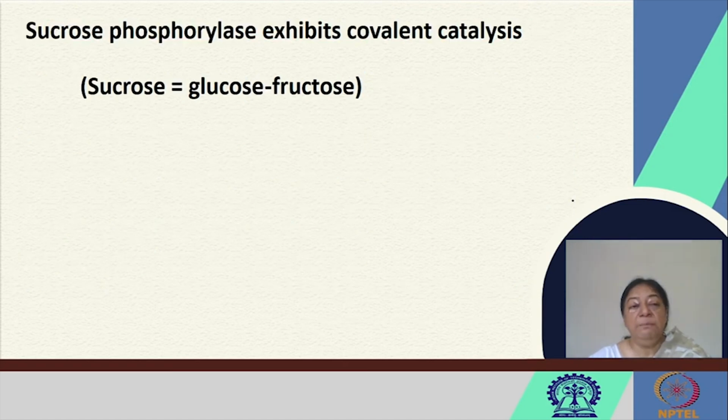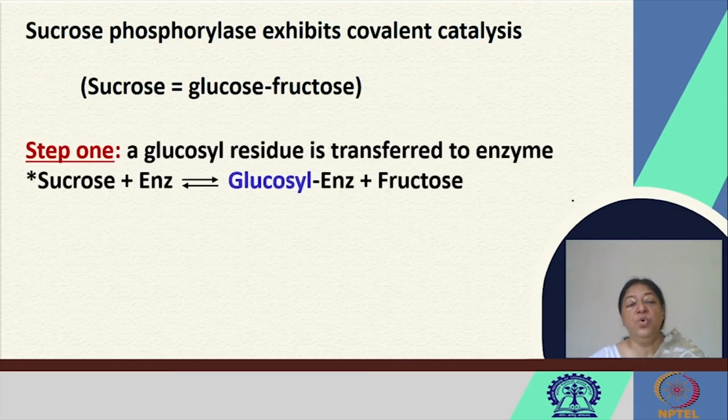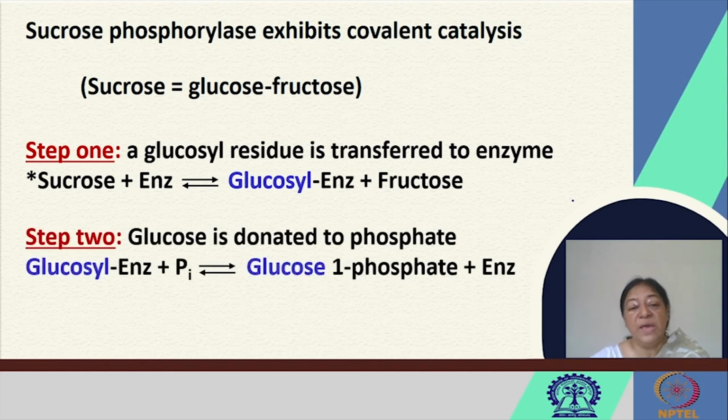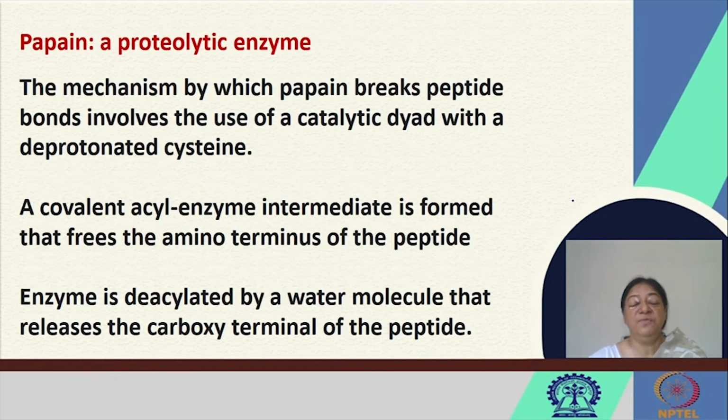There are other examples of covalent catalysis where we have sucrose, that is a combination of glucose and fructose, where we have a glucosyl residue that is transferred to the enzyme, followed where we have the glucose donated to the phosphate and the formation of the product.